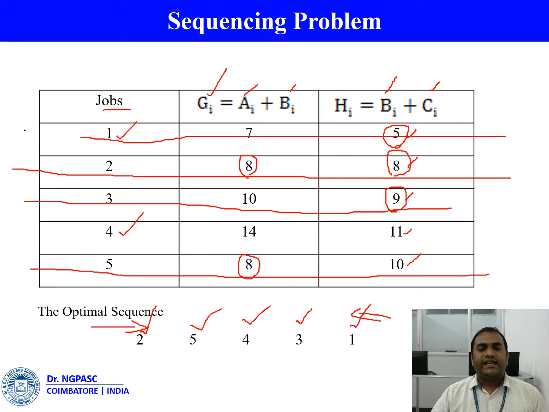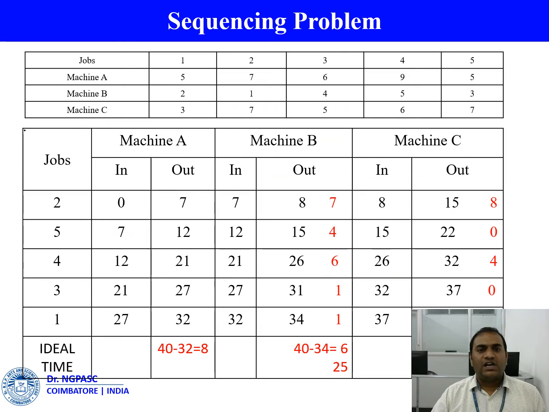Next we construct a table. In the first column we write the job sequence 2 5 4 3 1, and machine A, machine B, machine C, and time in, time out of machine A, time in, time out of machine B, time in, time out of machine C. First, we enter time in of machine A as 0. That means at the starting point the machine is idle, so the process time is 0.